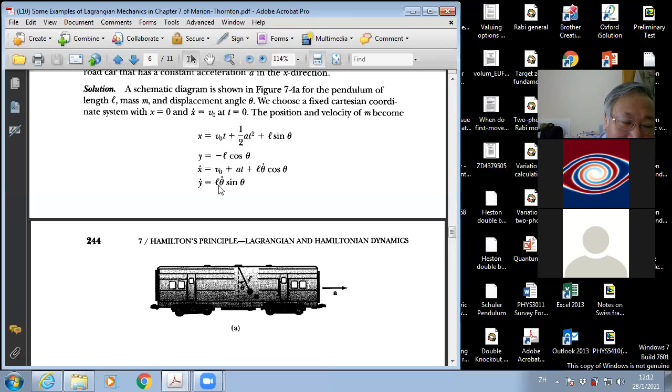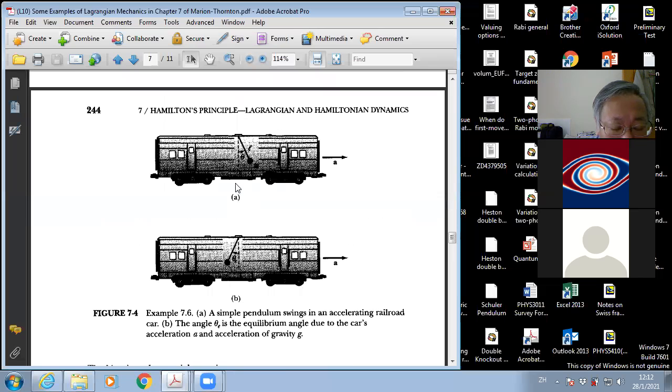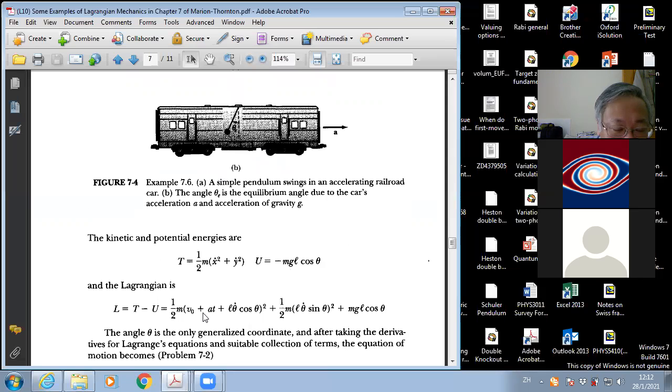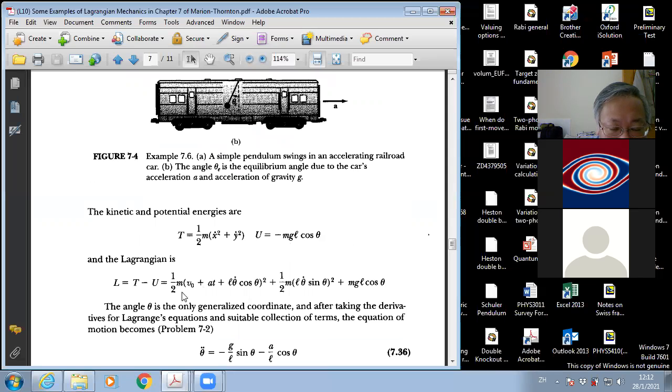V naught t gives you V naught. One half A t squared will give you A t. Finally, the last term will give you a term proportional to theta dot. And y dot will give you a term proportional to theta dot too. Knowing x dot and y dot, we can write down the kinetic energy and also the potential energy. Combining these two, we have the Lagrangian.